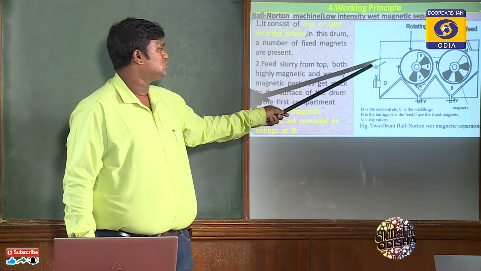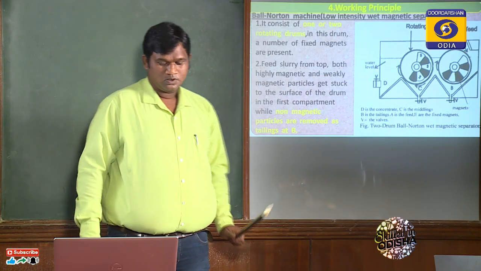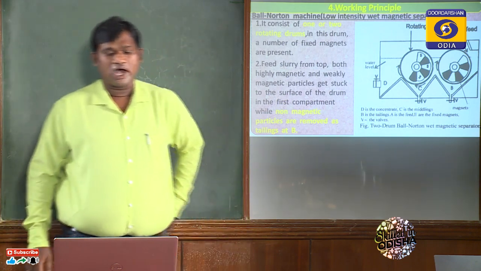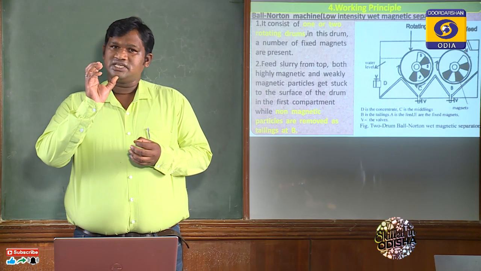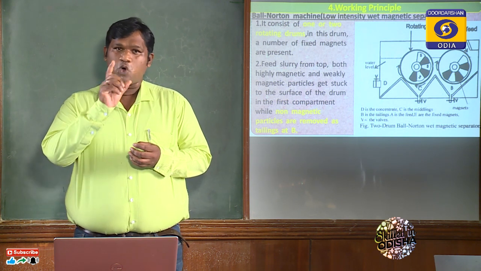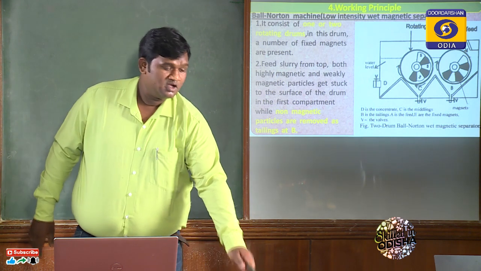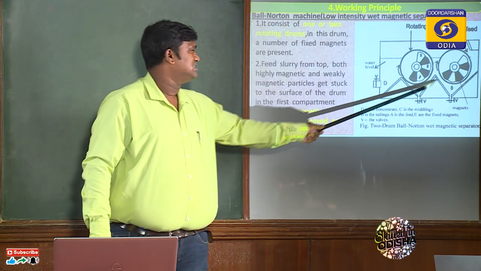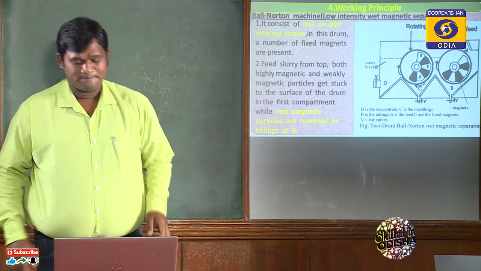The water level should be maintained at the given level. So basically it consists of one or two rotating drums. In this drum, a number of fixed magnets are present. So basically it is a machine which consists of one or maybe two drums, and a number of fixed magnets are present.